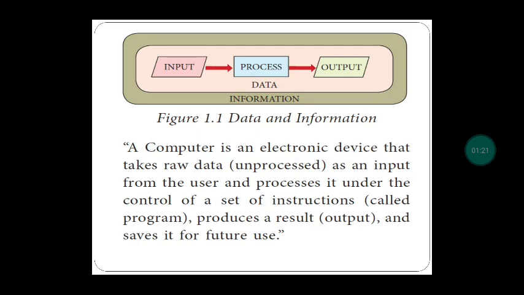Next, we will see how computers work. First of all, we are giving input by the user. Then some processes happen, and finally we are getting the output. That's why the definition for the computer is given as: we get the input from the user, process it, finally get the output, and we can save it for future use. So this is the main definition of the computer.